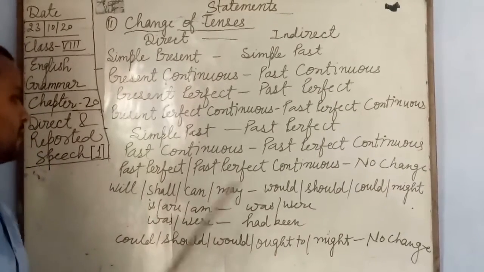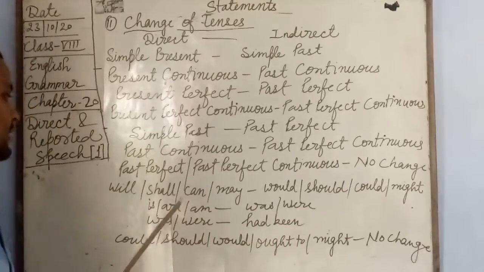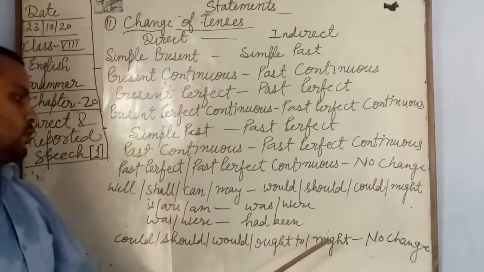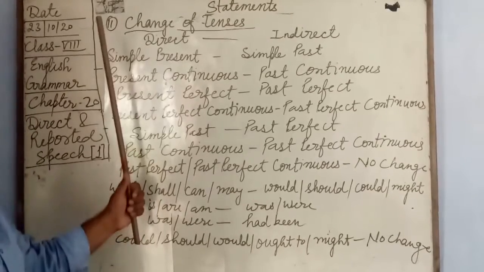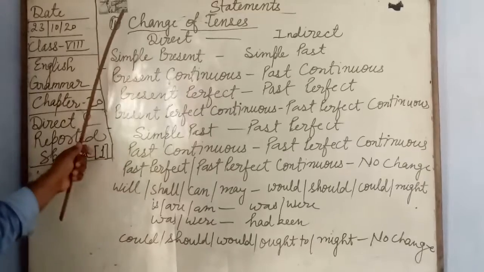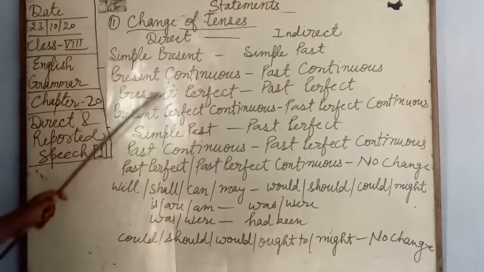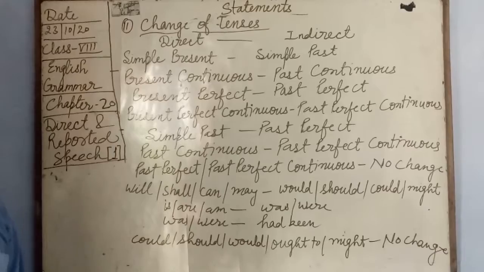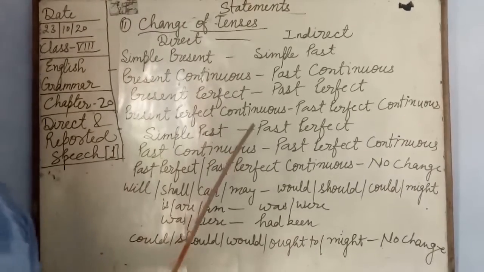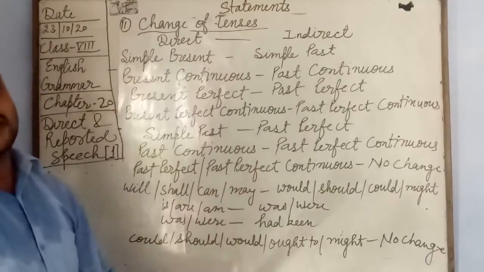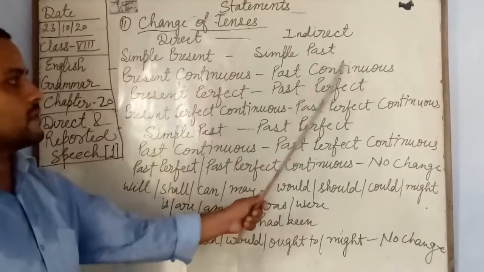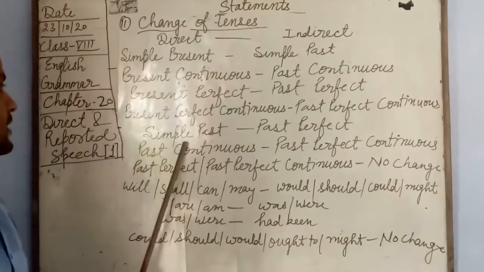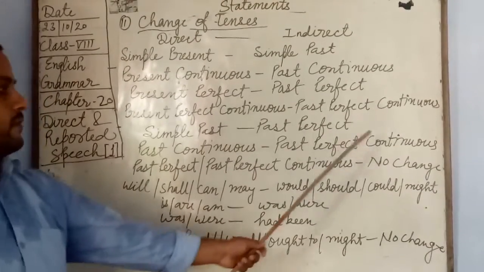Will, would, shall, should, can, could, may, might. Is, are, am, was, were, had been, and could, should, would, ought to, might, no change. These are the rules of change of tenses. Means, if the reported speech is in these tenses, and when we change that sentence into indirect speech, these tenses would be changed into these tenses. Simple present, simple past, present continuous, past continuous, present perfect, past perfect, present perfect continuous, past perfect continuous, simple past, past perfect, past continuous, past perfect continuous.